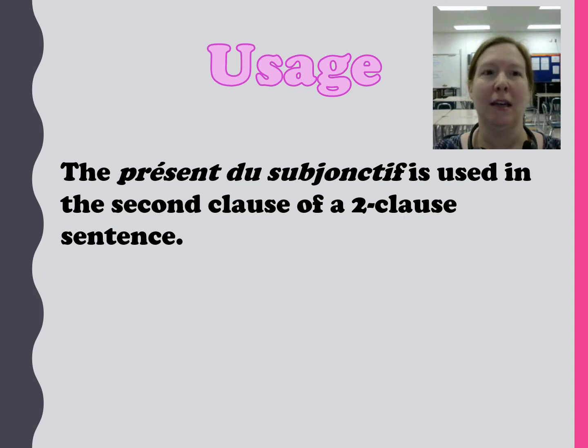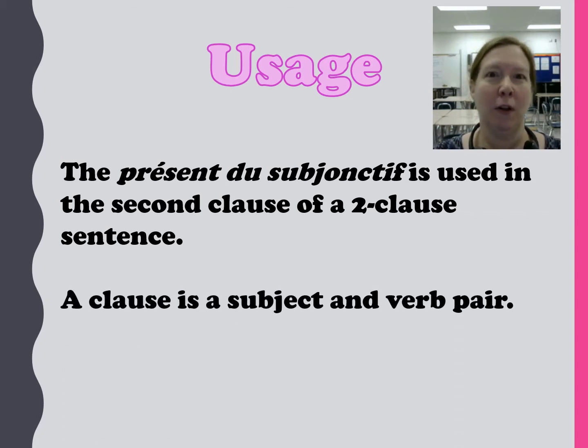The présent du subjonctif is used in the second clause of a two-clause sentence. Now, a clause is a subject and a verb pair. So anytime you have a subject followed by a verb, it forms a clause. And you've already worked with some two-clause sentences. When you say something like, j'aime nager parce que c'est amusant, the first clause is before the parce que, I like to swim. The second clause is after, because it's fun. So again, we have two subject and verb pairs. I like and it is. So those are two-clause sentences.